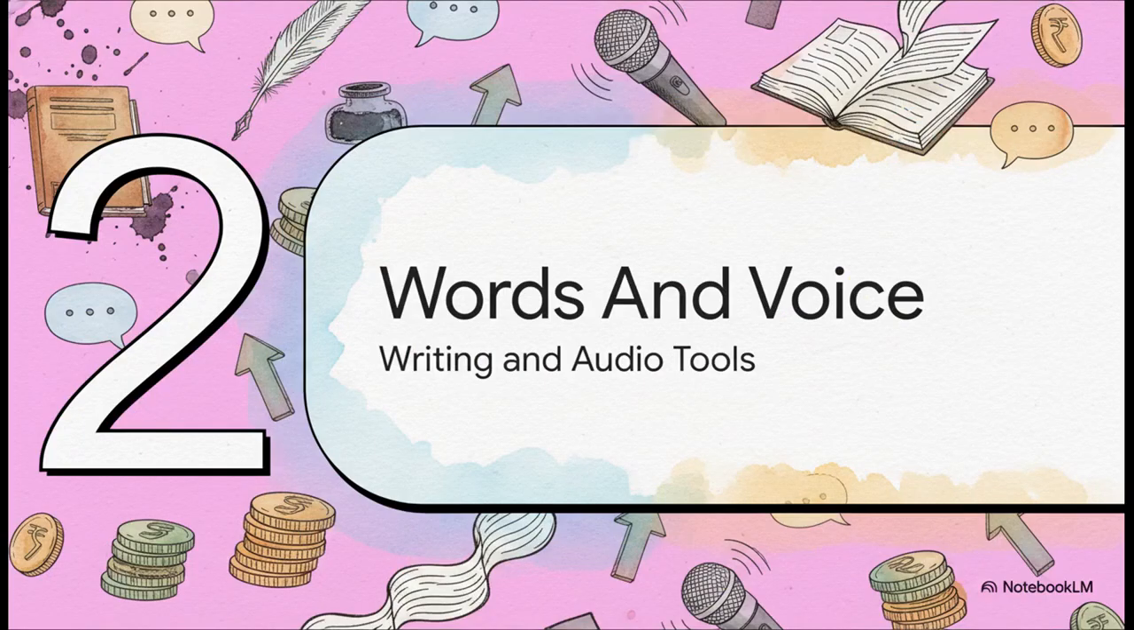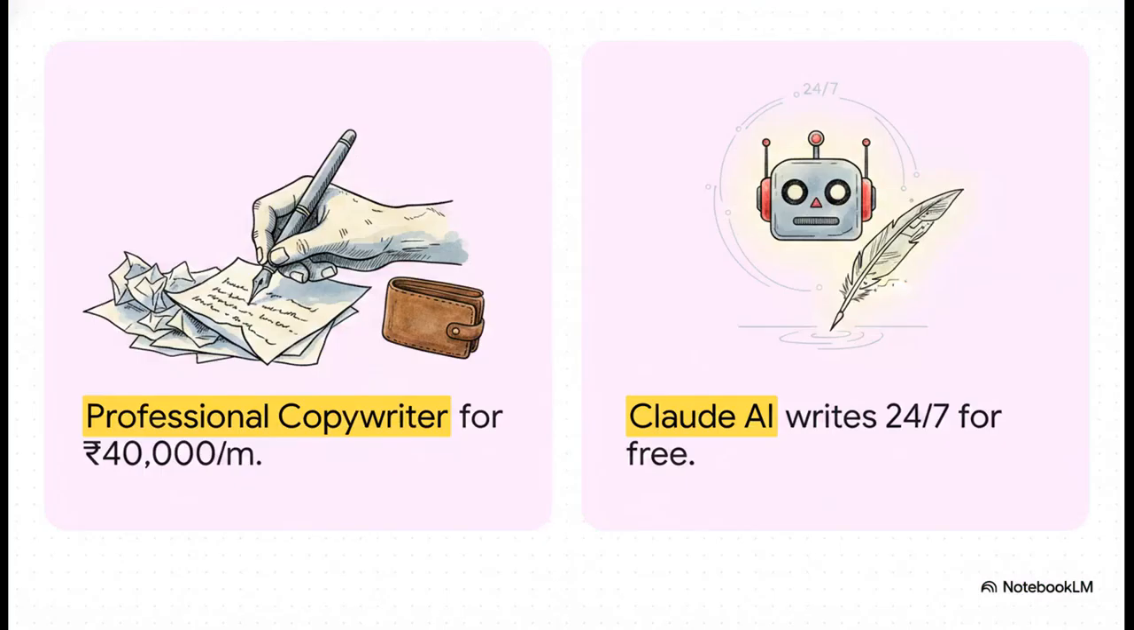Section 2. Mastering Words and Voice. Writing and Audio Tools. Hiring a professional copywriter in India, that'll run you anywhere from 20,000 to 40,000 rupees a month. Compare that to Claude AI, which is absolutely free. Claude basically acts as this round-the-clock writing partner who never, ever misses a deadline, and it can draft a 2,000-word article in under 3 minutes.